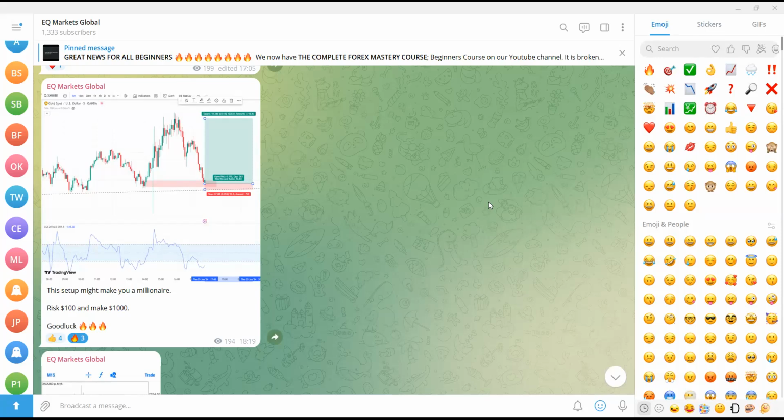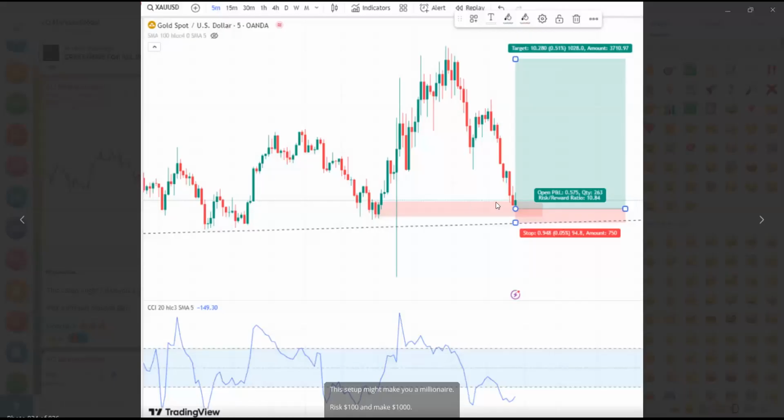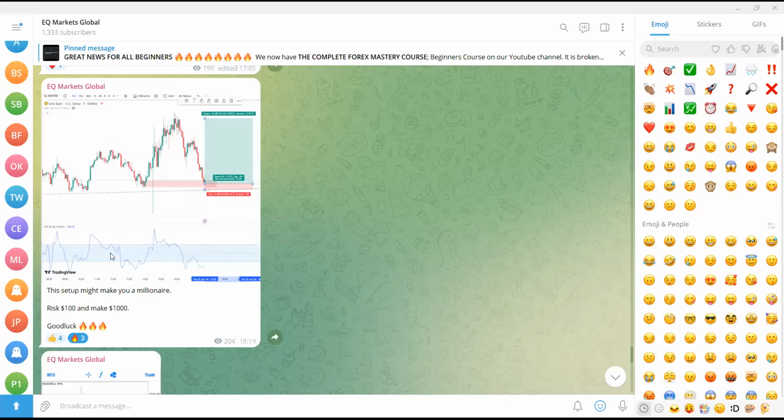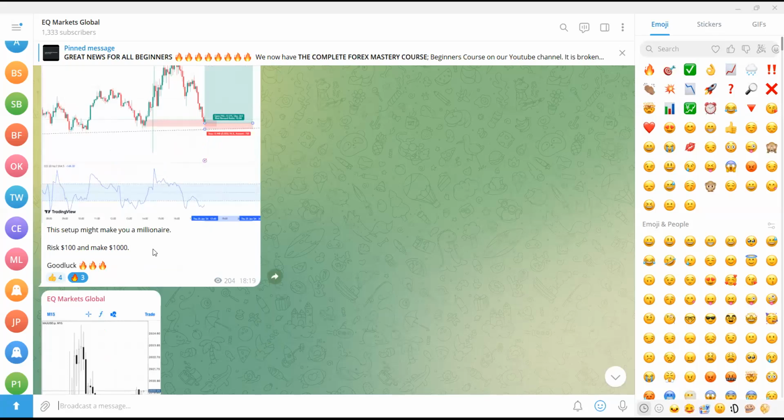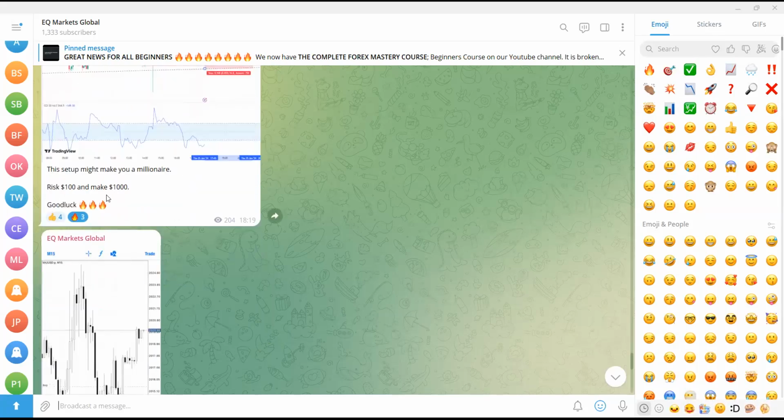I want to show you something really important. This is your favorite analyst, LvE, and yesterday on our Telegram channel, this was one of the trades that were dropped, one among the amazing trades that took so much profit. And this is apparently a risk to reward of 1:10. I mean, amazing. If you're risking $100, you're cashing out about $1,000 on this trade, and it's on gold, right? So, yeah, this setup might make you a millionaire. Risk $100 and cash out $1,000.